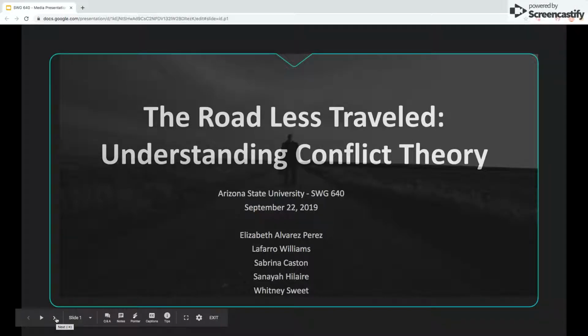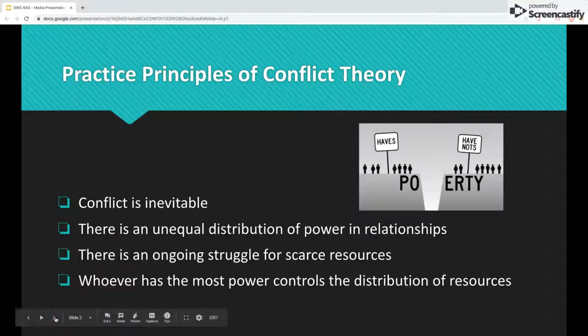This presentation is called The Road Less Traveled, Understanding Conflict Theory, and is presented by Elizabeth Perez, LaFaro Williams, Sabrina Caston, Sanaya Hillier, and Whitney Sweet. The practice principles of conflict theory.